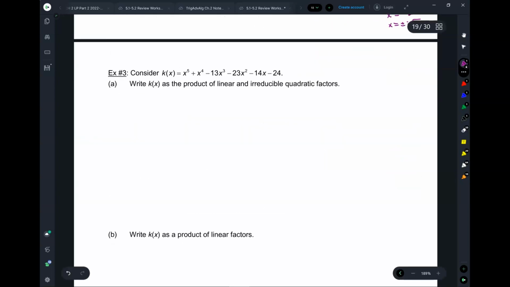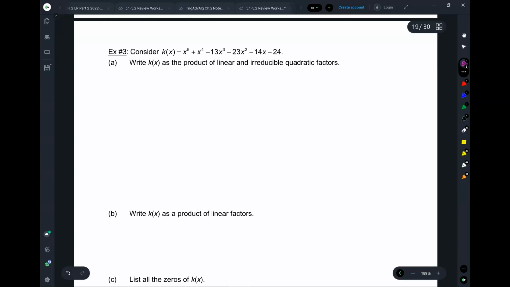Look at this beautiful function k of x. Isn't that beautiful? Right? This is why I love Precalc, because it's no longer x squared plus 3x plus 4. Those are so boring. Look at this, right? Okay. So, write k of x as the product of linear and irreducible quadratic factors. So basically, this is just telling you to factor. Okay? All right, so here's what we're going to do.